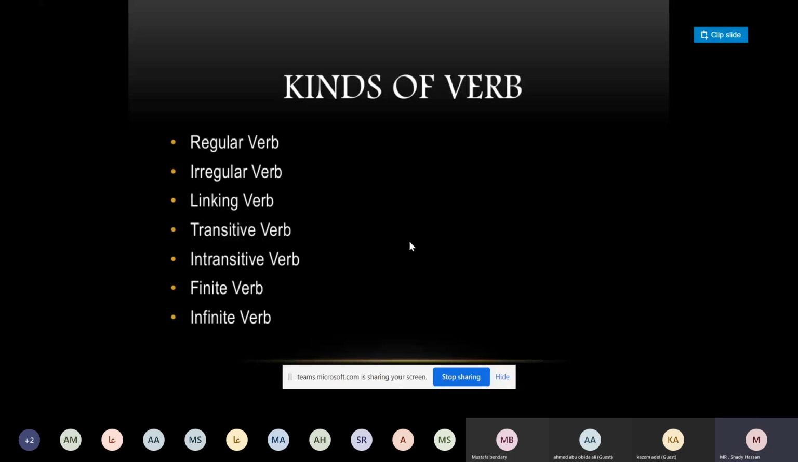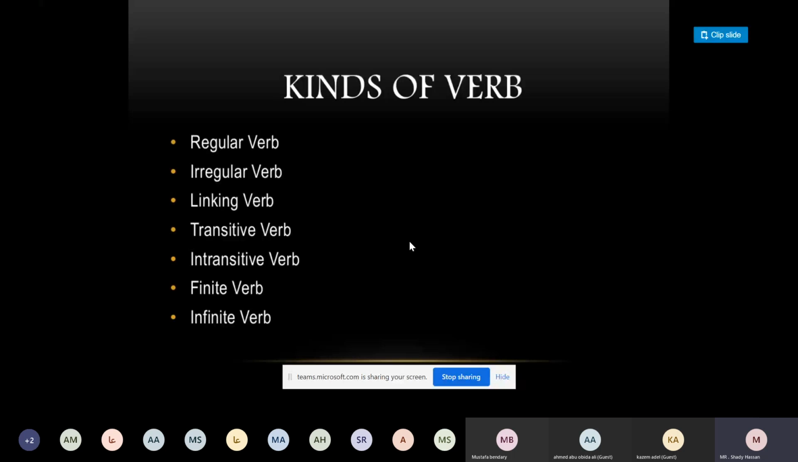A linking verb is a verb that links parts of the sentence. That's why we said it's a linking verb. Like the verb to be, for example: am, is, are, was, were. Linking verbs also include verbs that express feelings. I feel good. It sounds great.